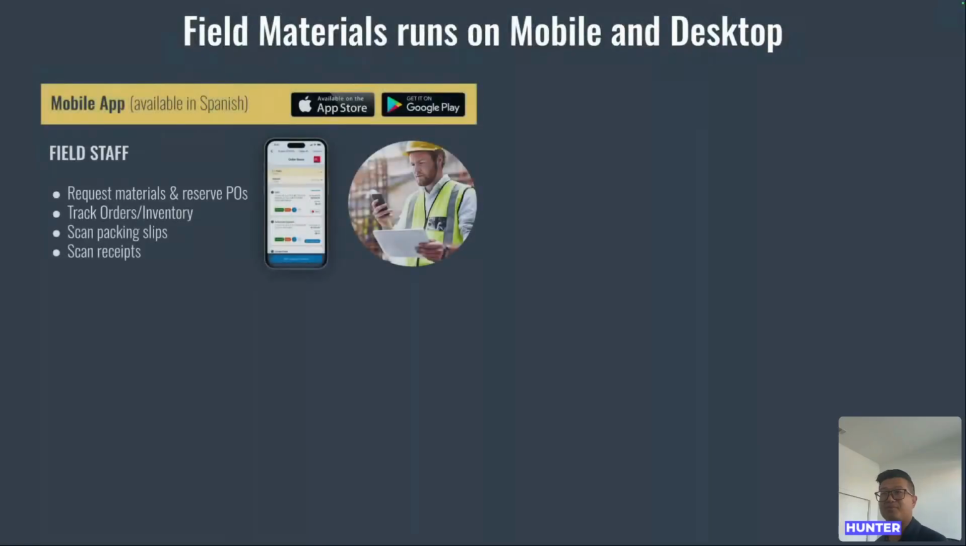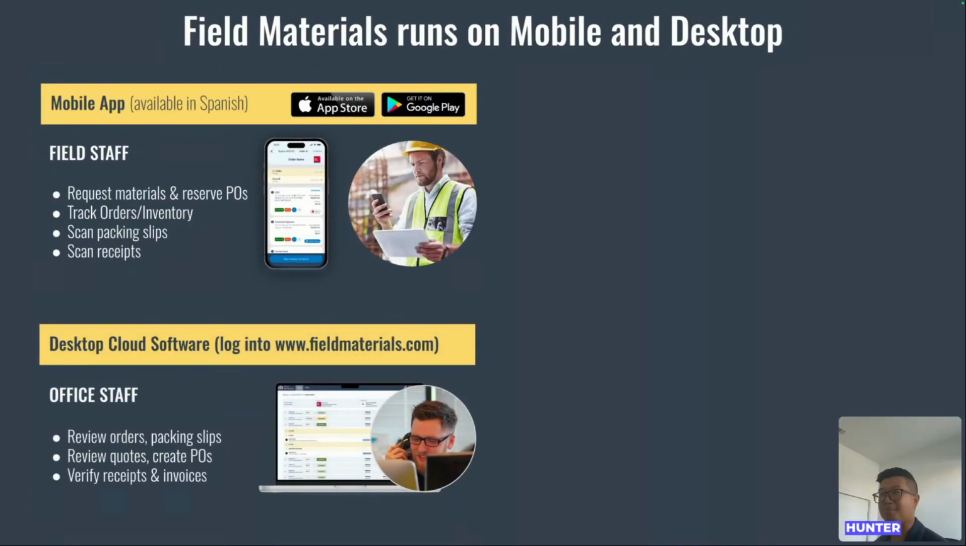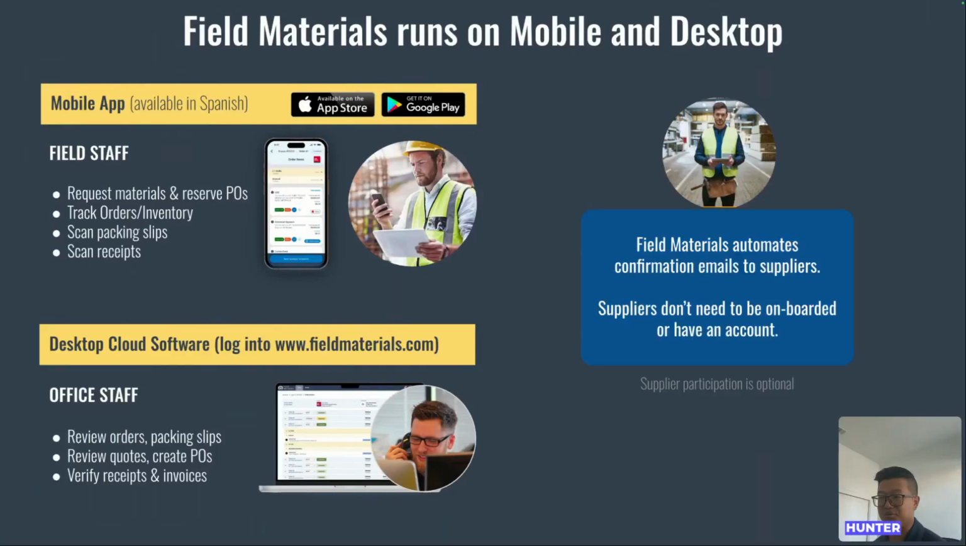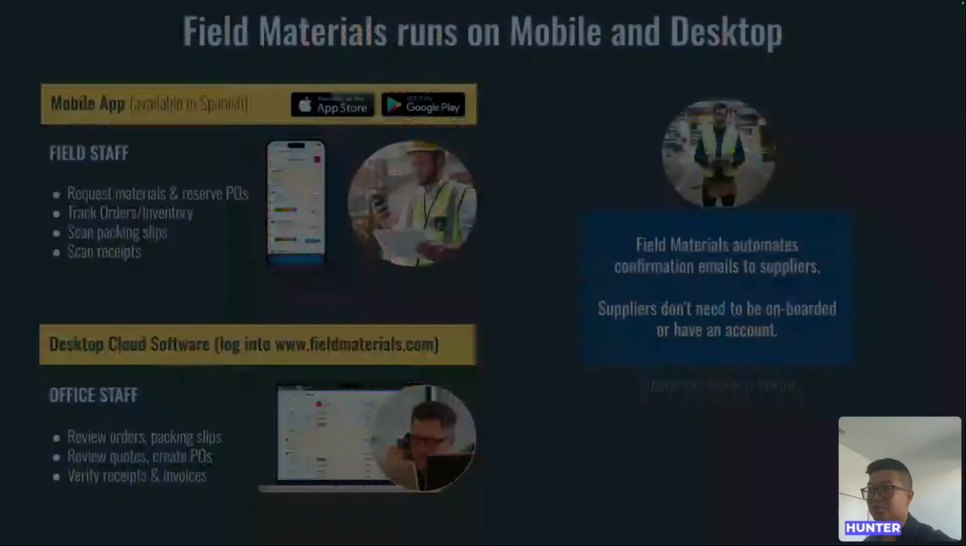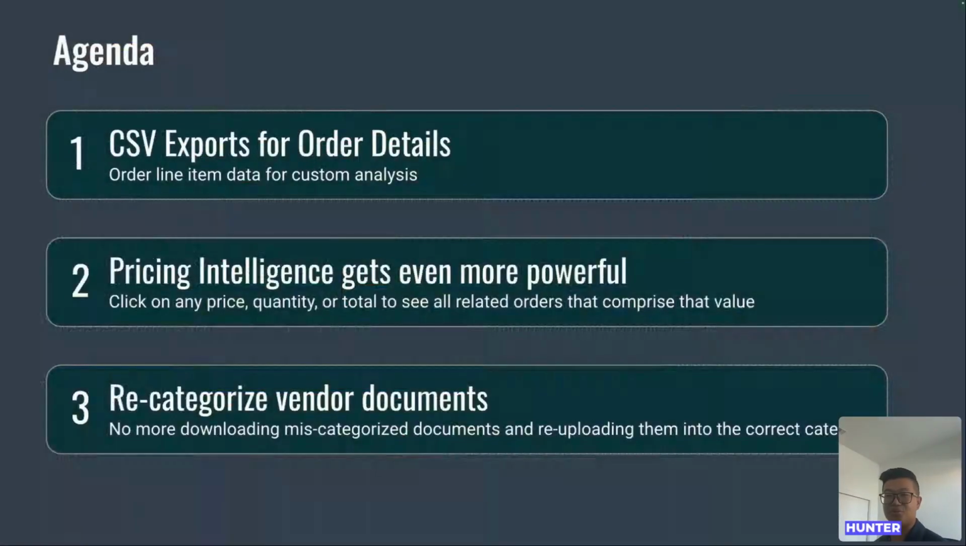The platform itself has two versions. The mobile app is primarily used by the field staff to request materials, do receiving, and also upload receipts. And we have our web app, primarily used by office staff, purchasing, and AP teams to submit orders, review orders, and also process invoices. And Field Materials Agents helps automate a lot of the document matching and validation to help you process your queues quicker.